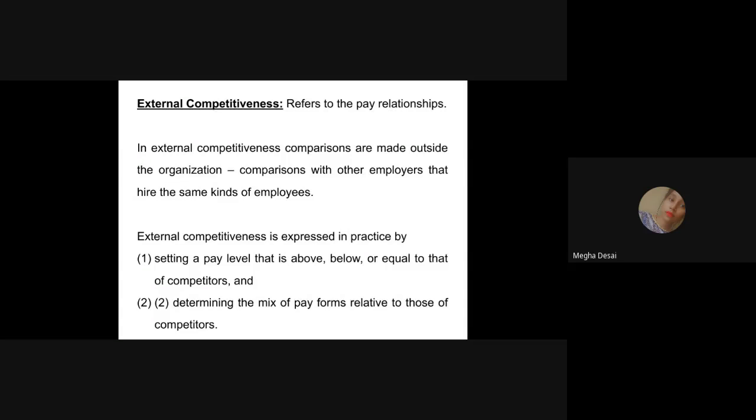So second, we have something like determining the mix of the pay forms related to those competitors. Some competitors may give more cash compensation and less non-cash compensation. Some employers are going to give less cash compensation and maybe more non-cash forms of benefits to the employees.